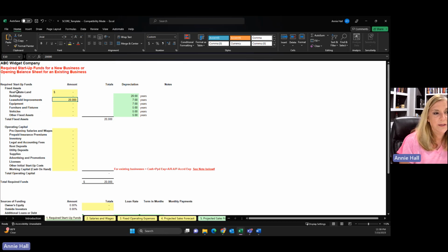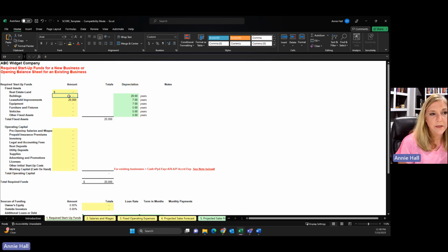So here you see real estate or land. If you were purchasing a piece of property to build on or a piece of property to house your business, then you would put the price that you pay for the land in the yellow box here. If you're not purchasing a building or real estate, then you would leave this blank.